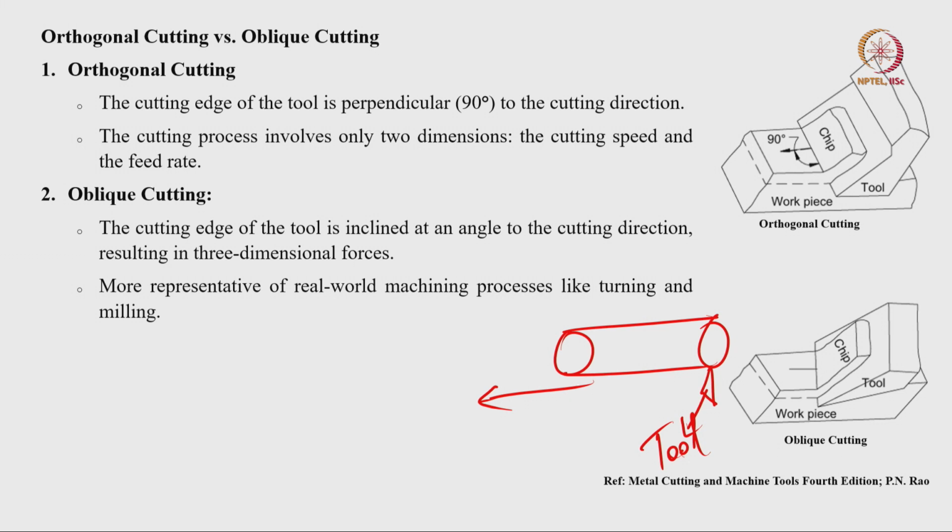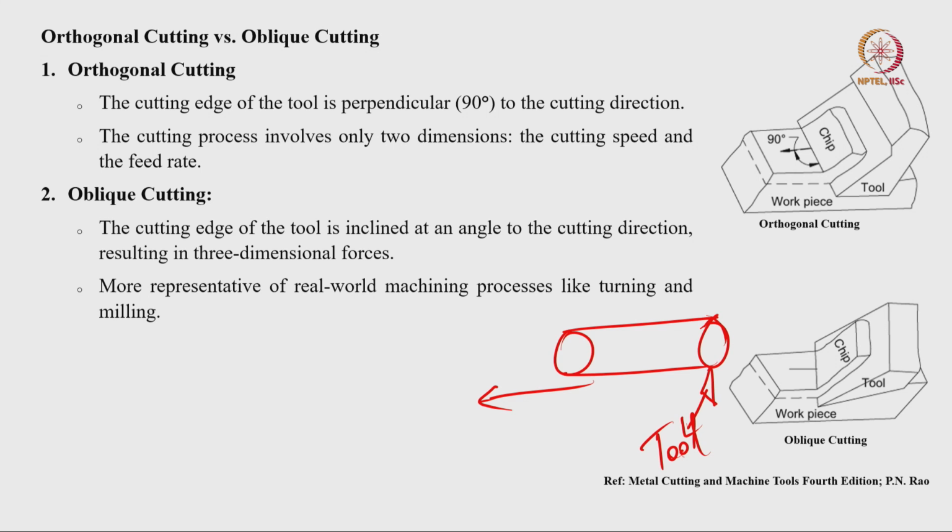Otherwise, most machining and turning involves oblique cutting. However, orthogonal cutting is simpler in terms of analyzing the complex stress state and defining the cutting forces, which are 3 dimensional in nature. That is why we generally take orthogonal cutting as an example to hypothesize the mechanics involved in machining.